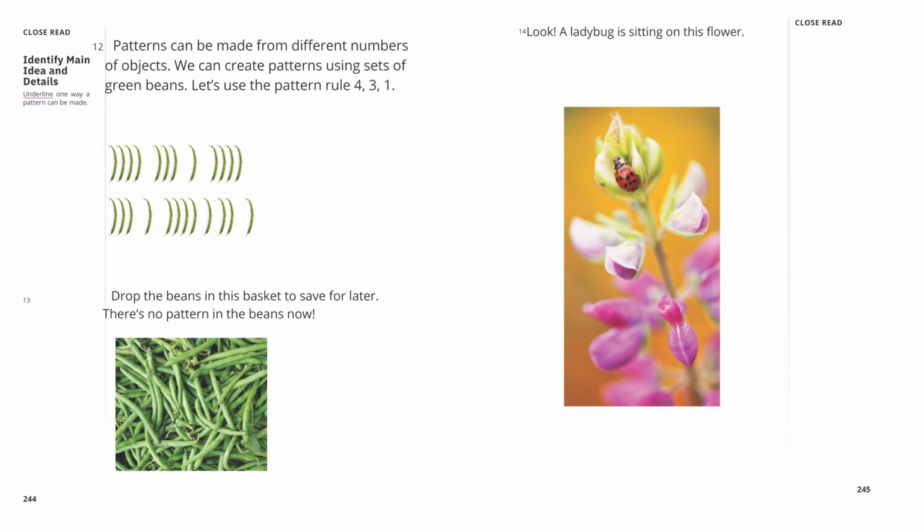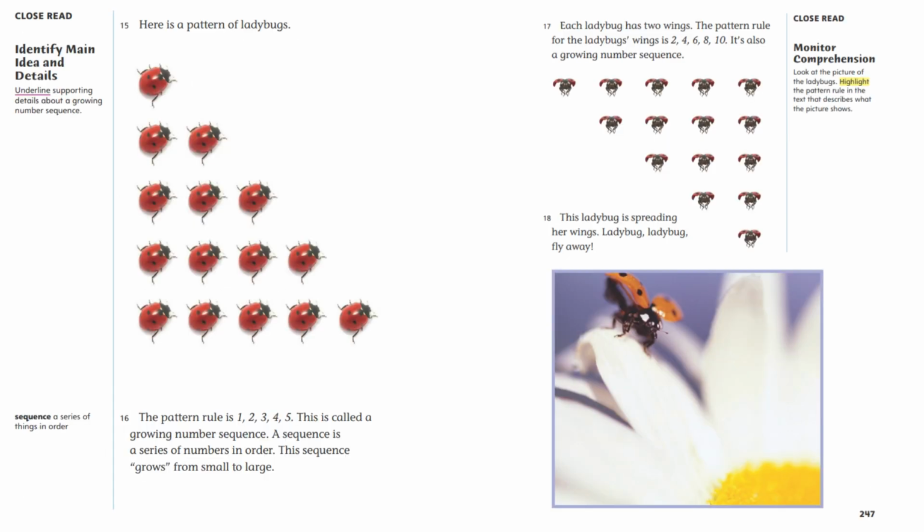Look, a ladybug is sitting on this flower. Here is a pattern of ladybugs. The pattern rule is 1, 2, 3, 4, 5. This is called a growing number sequence. A sequence is a series of numbers in order. This sequence grows from small to large.